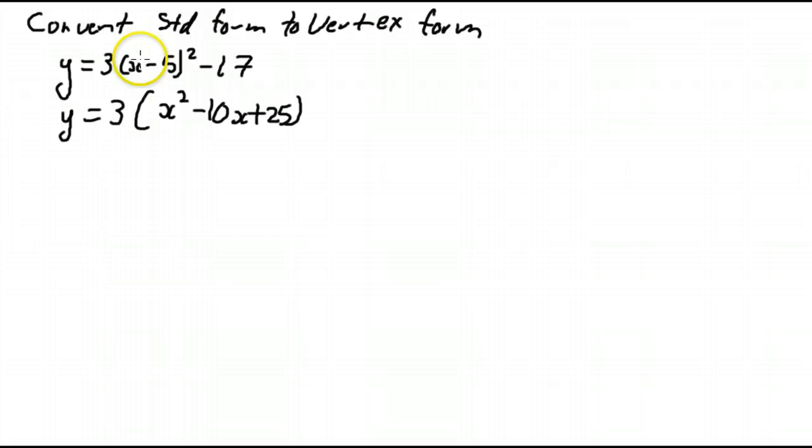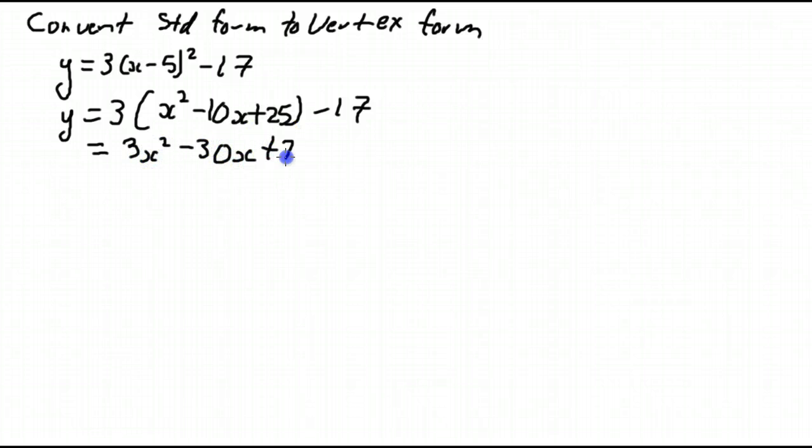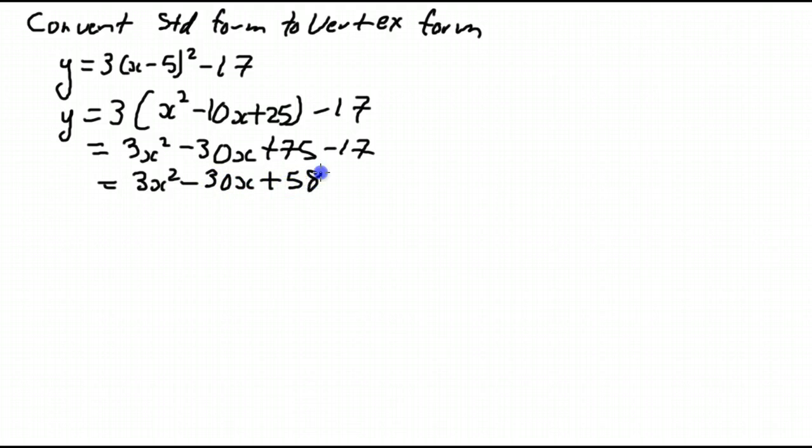The easy way to square a binomial: it's the square of the first term, then the first term times the second, so x times negative 5 is negative 5x, doubled gives you minus 10x, plus the square of the last term, and minus 17. Then we multiply this out: minus 30x plus 75 minus 17, and collect terms, 3x squared minus 30x plus 58.